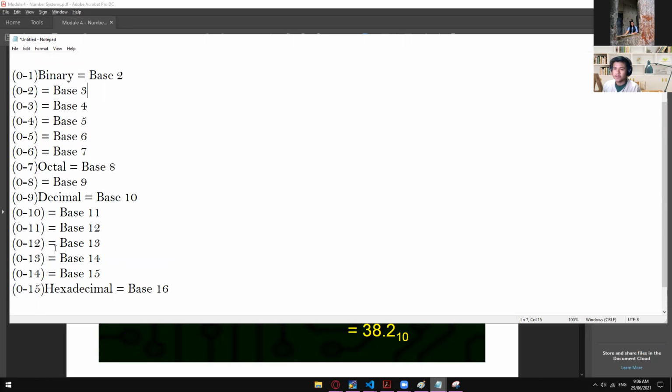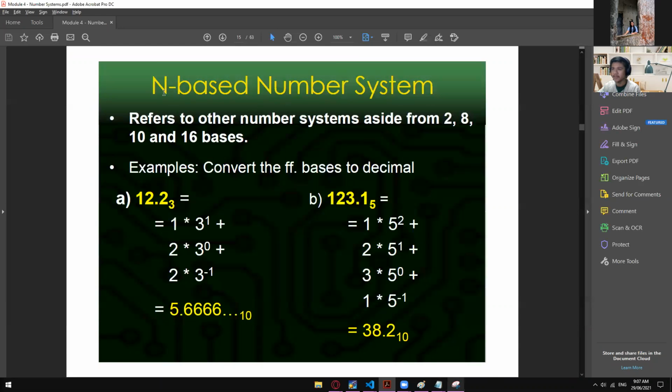So I hope you guys were able to get this one. Is it okay so far? Were you guys able to get the logic on how to separate n base versus the ones that have proper namings, which are those four? How many percent so far were you able to understand this n base number system? Just let me know if you're confused. So aside from binary, hexadecimal, octal, and decimal, those are already called n base.